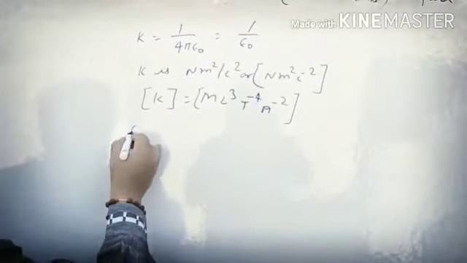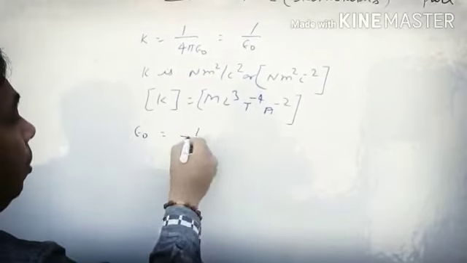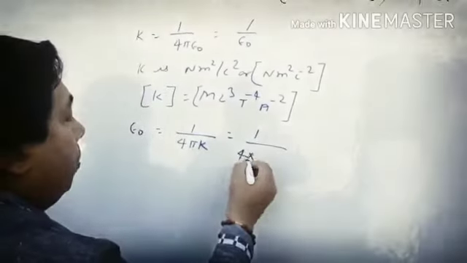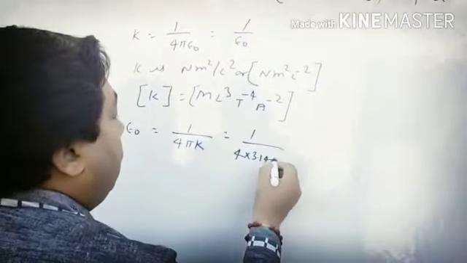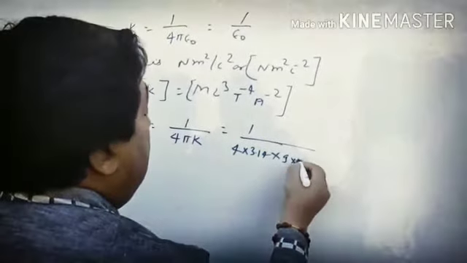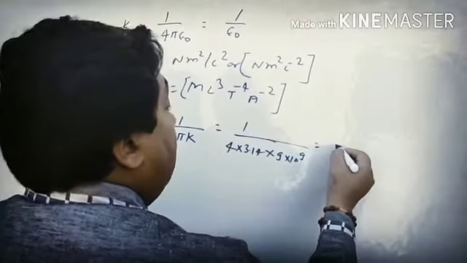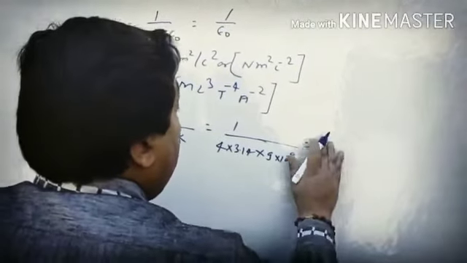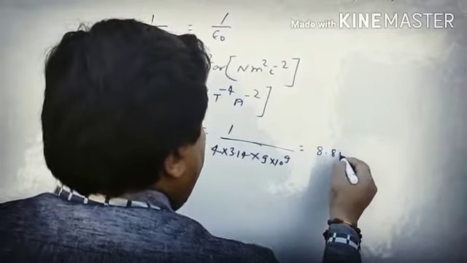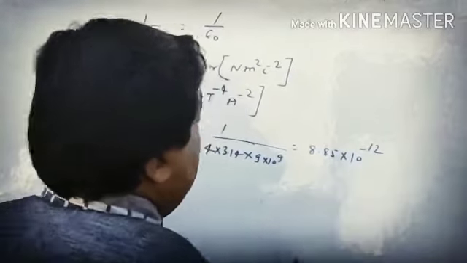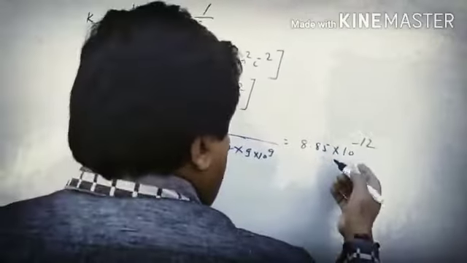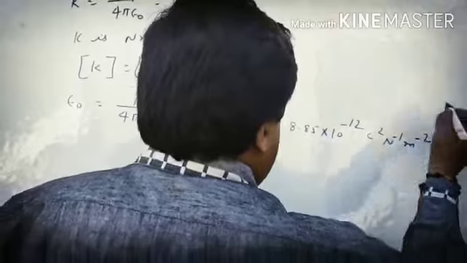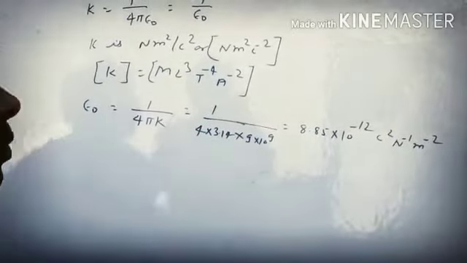We can find the value of epsilon naught as 1 upon 4 pi K. Taking the value of pi as 3.14 and K as 9 into 10 to the power 9, we find its value is 8.85 into 10 to the power minus 12. And its unit, we already know, is coulomb square per Newton per meter square. This is the value of epsilon naught.